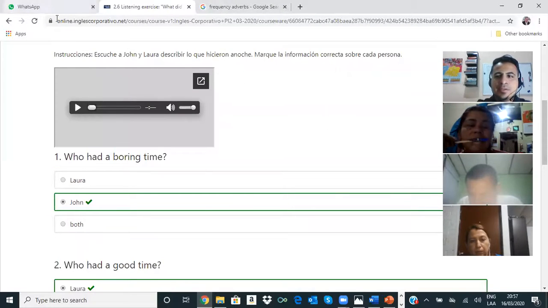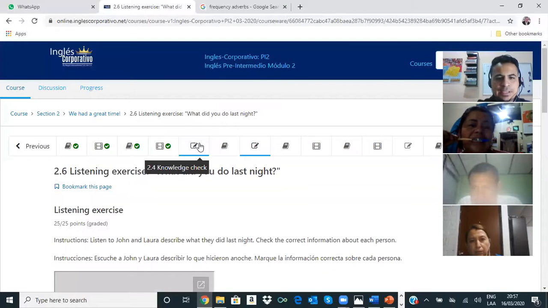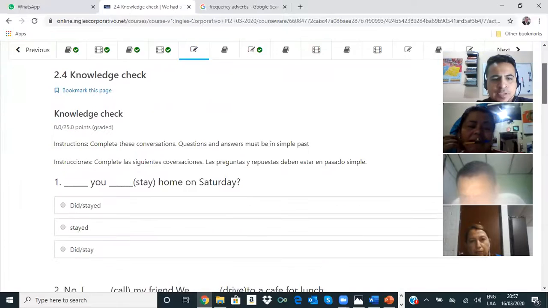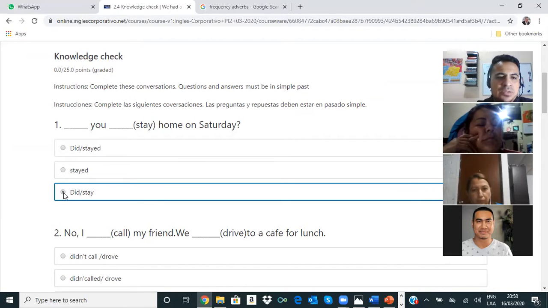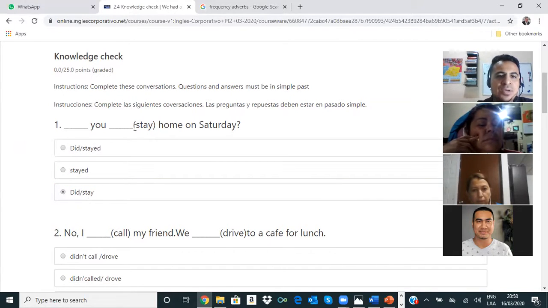Okay, very good. So now let's go to the next lesson. This is lesson 2.4. No sé si ya la terminaron, deberían de ya haber hecho esta lección, okay? You're going to use did, the auxiliary verb did. Remember, if you use did, los verbos que siguen están en su estado normal, en su verbo base, okay? For example, number one, did you stay? This one, right? Did you stay? El verbo no cambia, ¿por qué? Porque ya tengo did. Okay, very good.